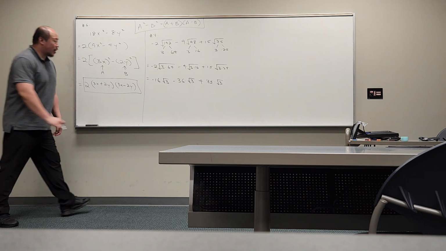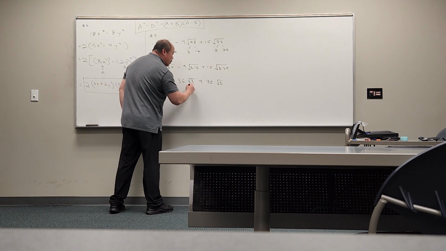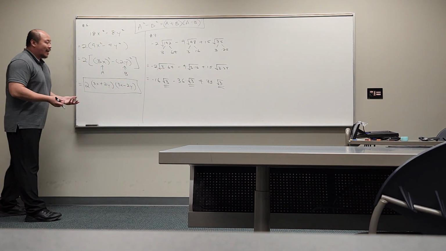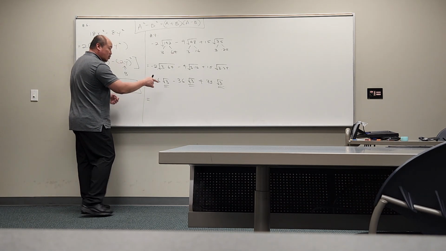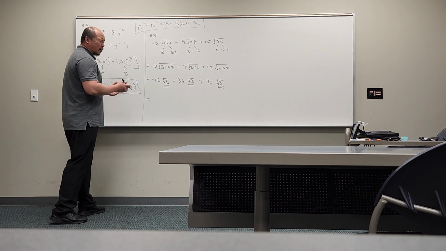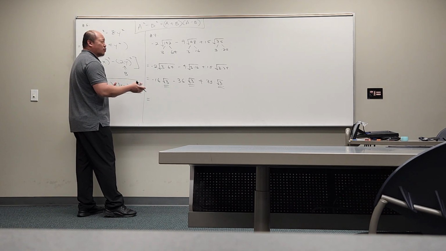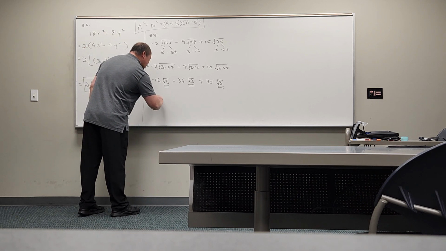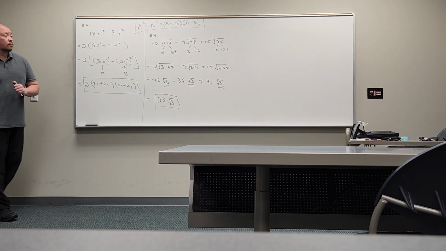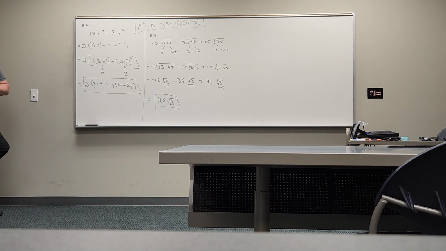And now you see this, right? We have like terms. Everybody's got it, I love like terms. Like terms means you put them together. Negative 16 minus 36 is negative 52. Negative 52 plus 75 is what? Positive 23. So that's 23 radical 3. That's it. That's the answer. Just like that. And that's number 7.